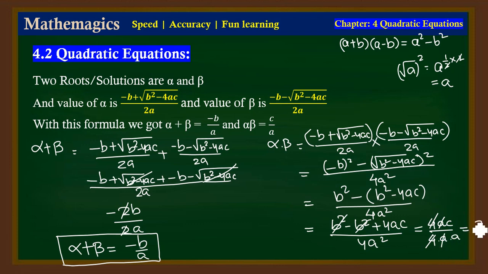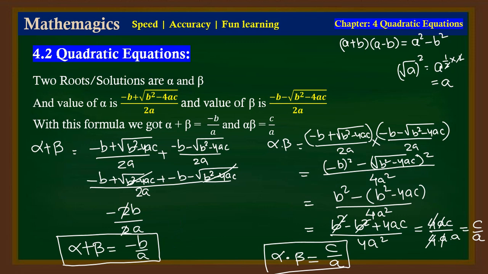So the remaining part is c by a. So the difference here, I am writing directly that alpha into beta is equal to c by a, which is again proved by us. So these are the two formulas. Because of that only, alpha plus beta is equal to minus b by a, and alpha into beta is equal to c by a.